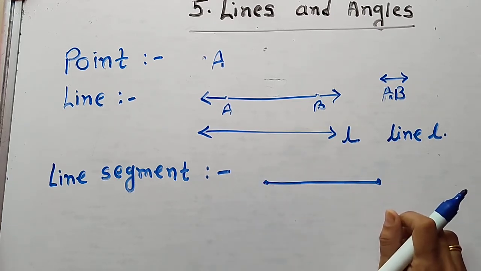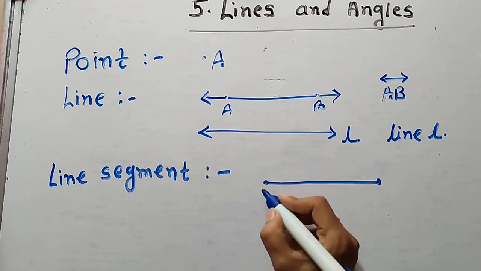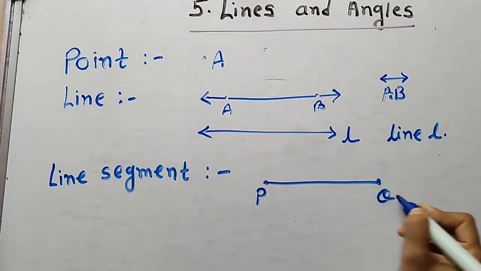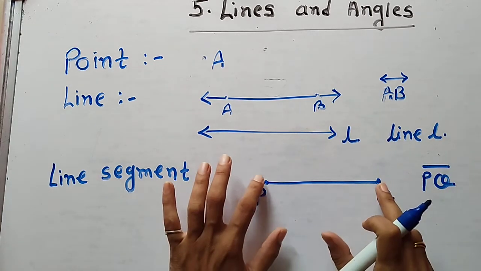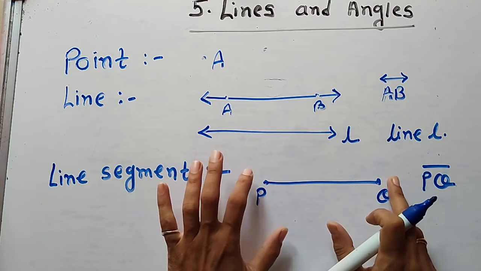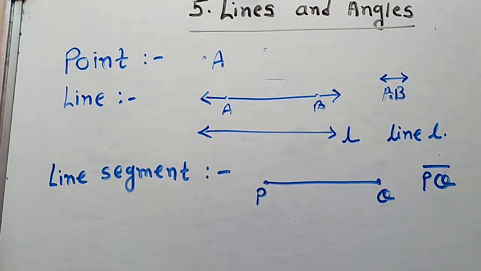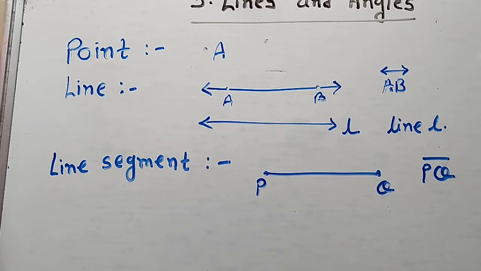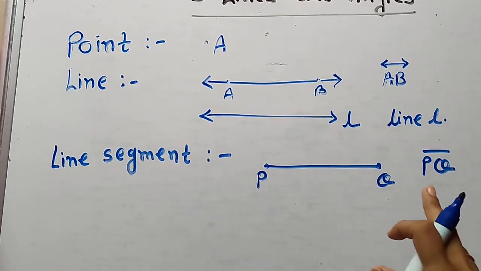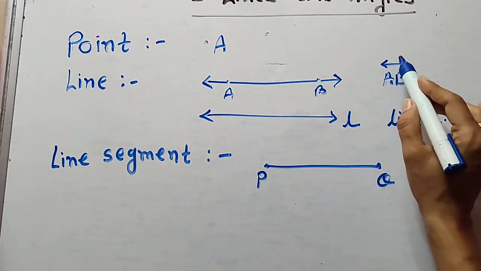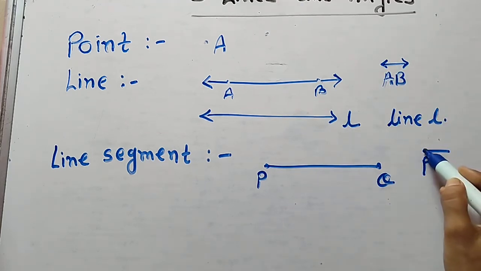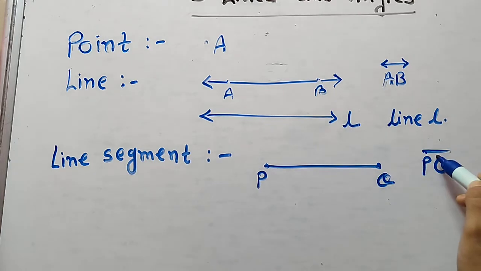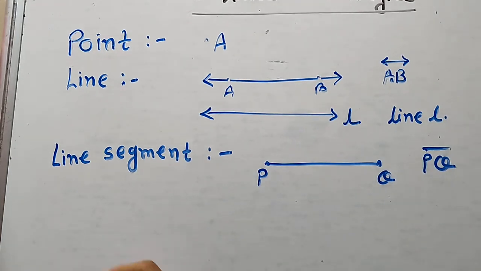Such a line segment, we write the name of the line segment as PQ. We can measure this line segment because it has a starting point and ending point. So a line segment is a part of a line. It has both starting point and end point. For a line segment we show this type of sign, PQ line segment.